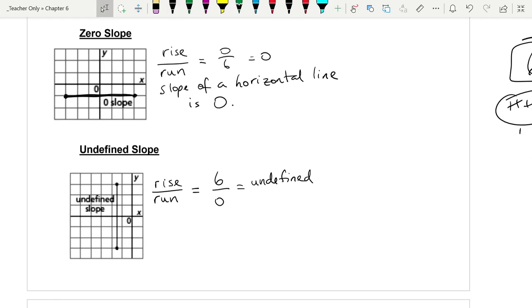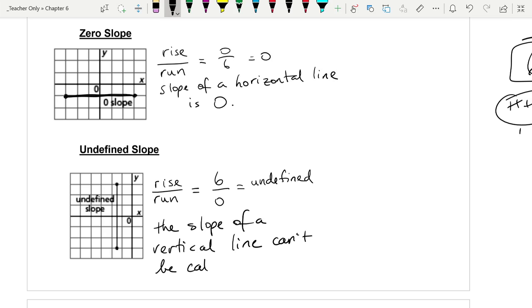So, the slope of a vertical line can't be calculated. It is undefined.